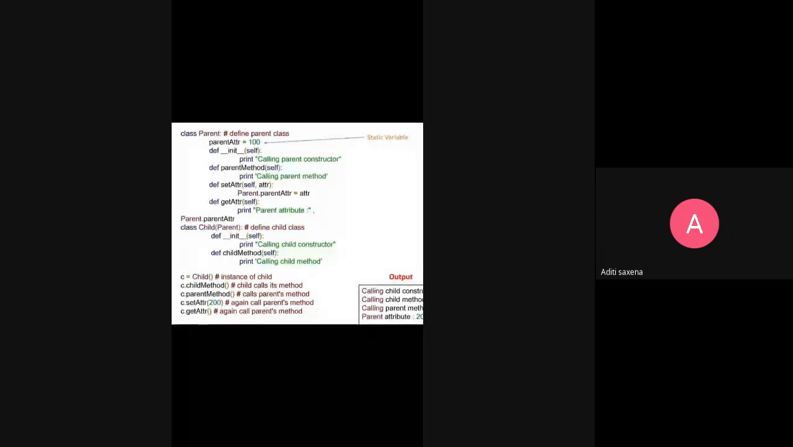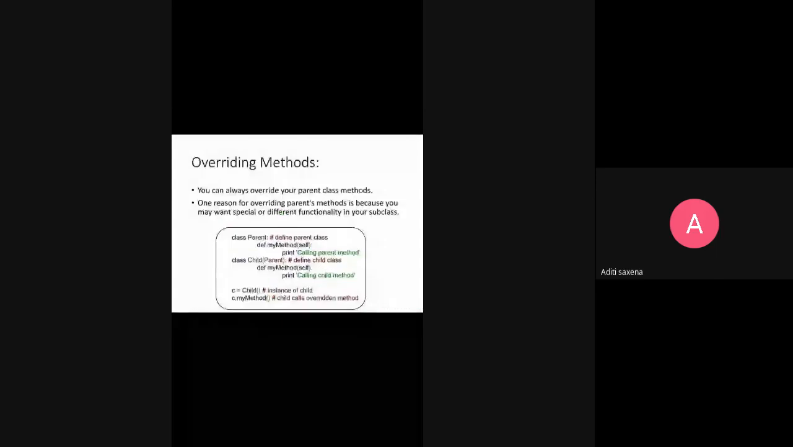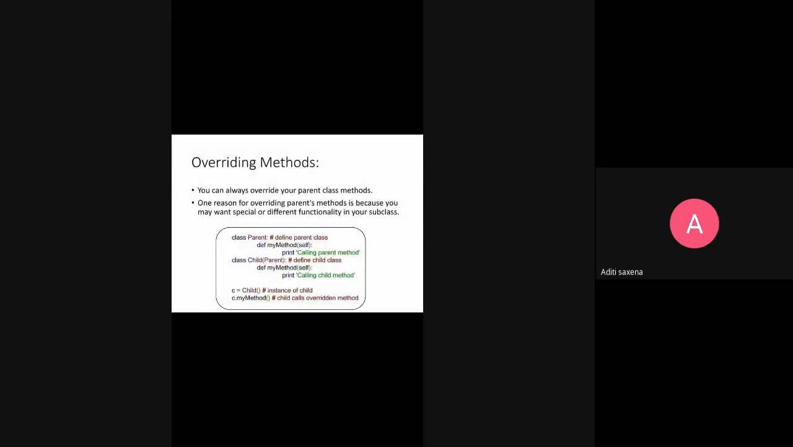So now it has changed the value of c dot this attribute that is defined in a parent class. So it will replace it. Now, overriding method: you can always override your parent class's method. It means you have defined some method in a parent class and now you want to override it, meaning you want to replace its output. Here we have a parent attribute 100, and we have changed its value to 200. So it is something like overriding. So you can override your parent class.